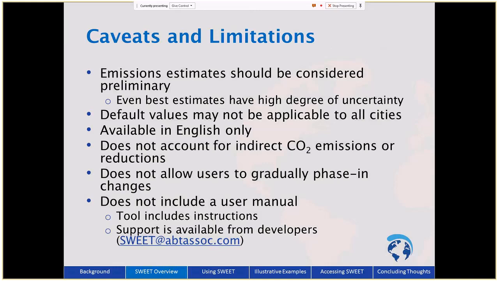And lastly, currently the tool does not have a comprehensive user manual. There are instructions provided throughout the tool, and support will be available from the tool developers. You can email the address below to get assistance.